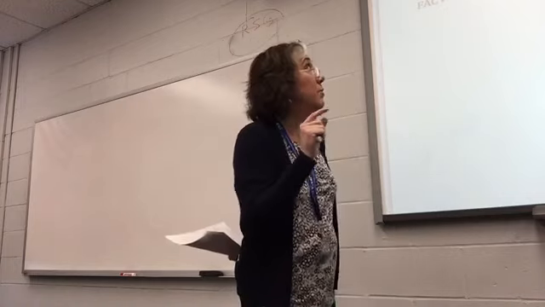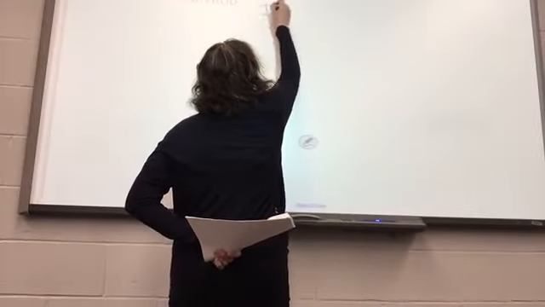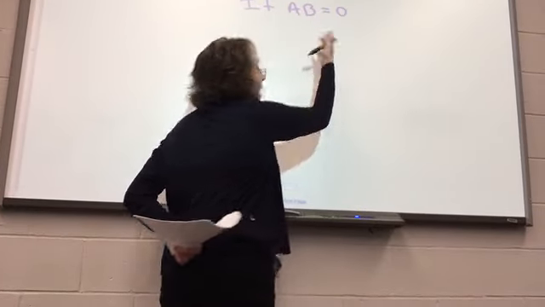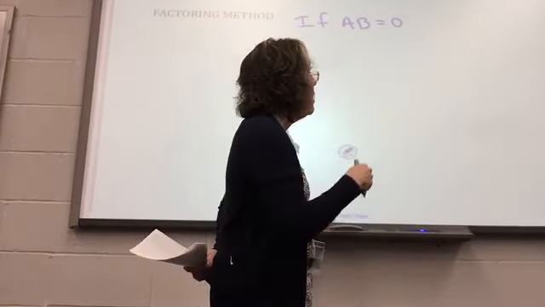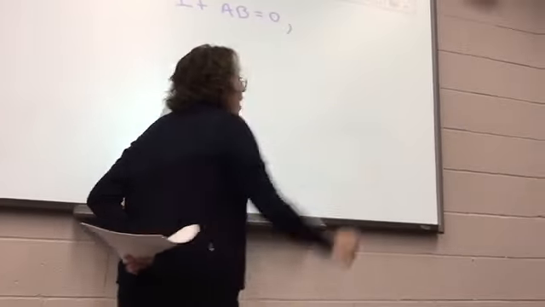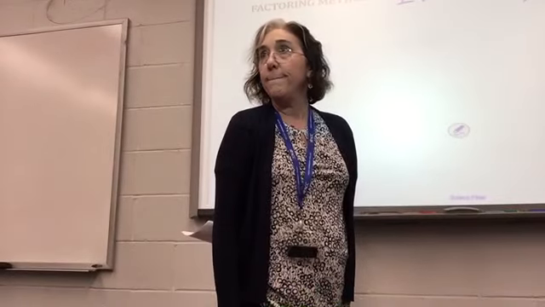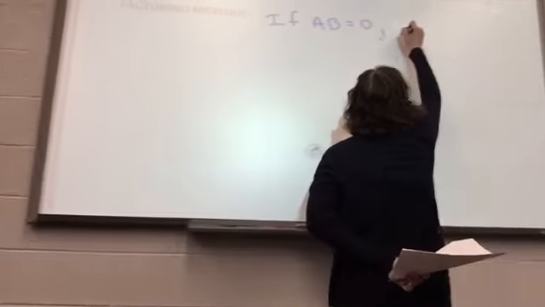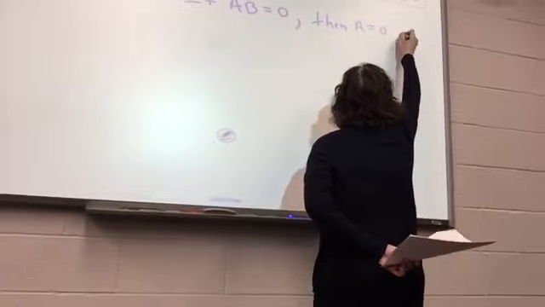In fact, let's just remember real quick why the factoring method works. So you guys are going to fill in the blank for me here. If you have a product, and I'm putting A times B, but this could be 5 factors, okay? If you have a product equals 0, then what has to be true? One of them is 0. Yes. Then either A or B has to be 0.